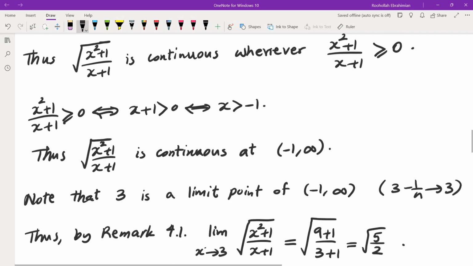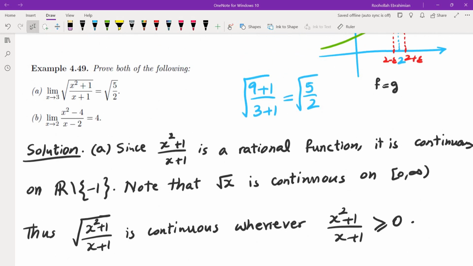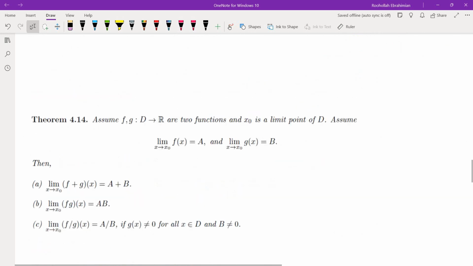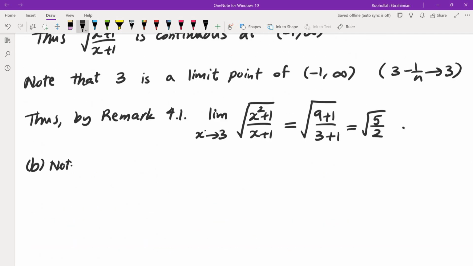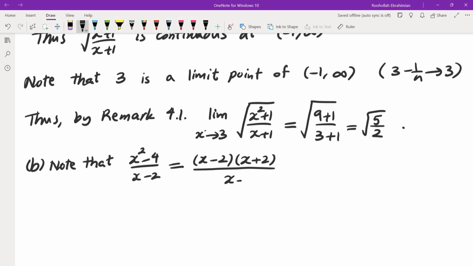Okay, so next we are going to go over a similar limit of x squared minus 4 over x minus 2. Of course, this one is not continuous at x equals 2, so we cannot just plug in the value. So note that x squared minus 4 over x minus 2 is x minus 2 times x plus 2 over x minus 2, which is x plus 2. This equality happens for all x except for 2.